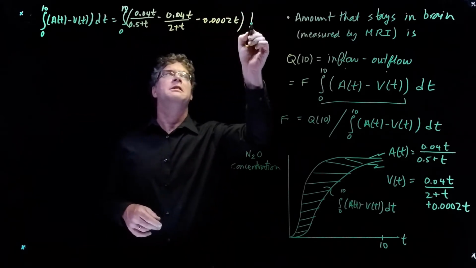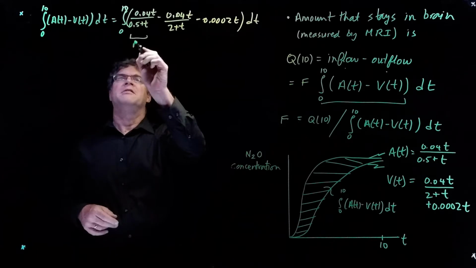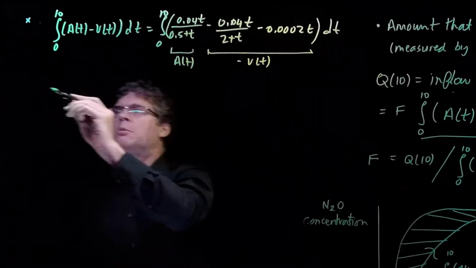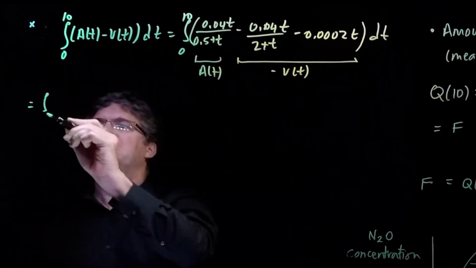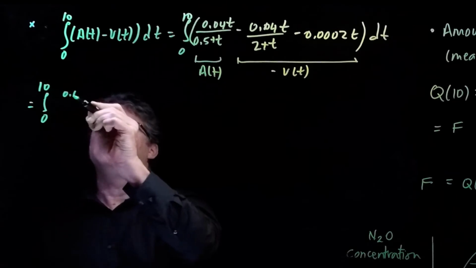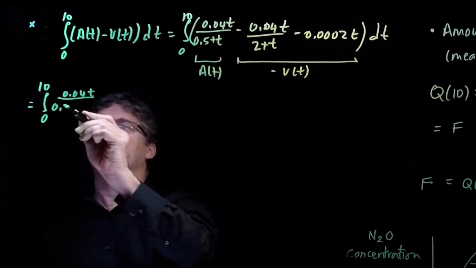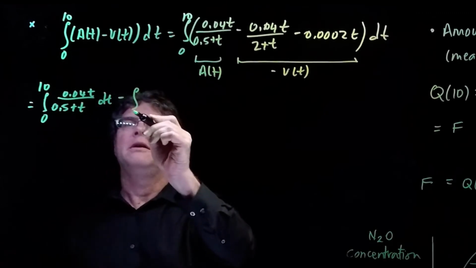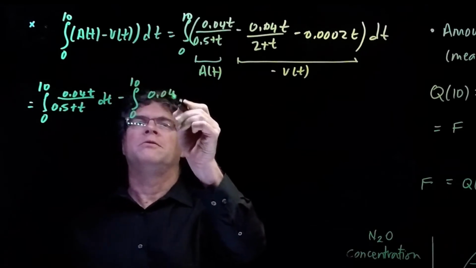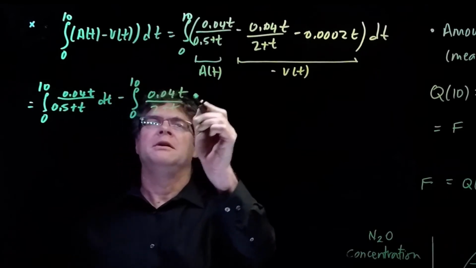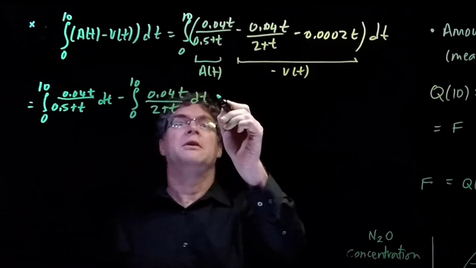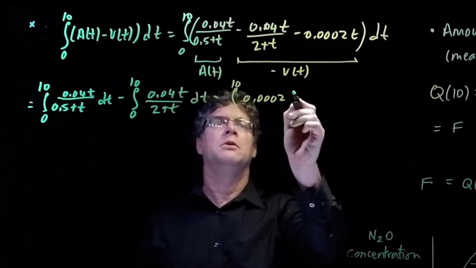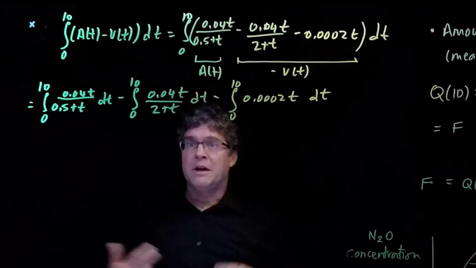This is all dt. This term here is the a of t, and these parts here are the minus v of t. And so we can break this into three components. The first is the integral from 0 to 10, 0.04 t over 0.5 plus t dt. And then the second is minus integral from 0 to 10, 0.04 t over 2 plus t dt. And then the third component is minus integral from 0 to 10, 0.0002 t dt. And so we want to calculate each of these.